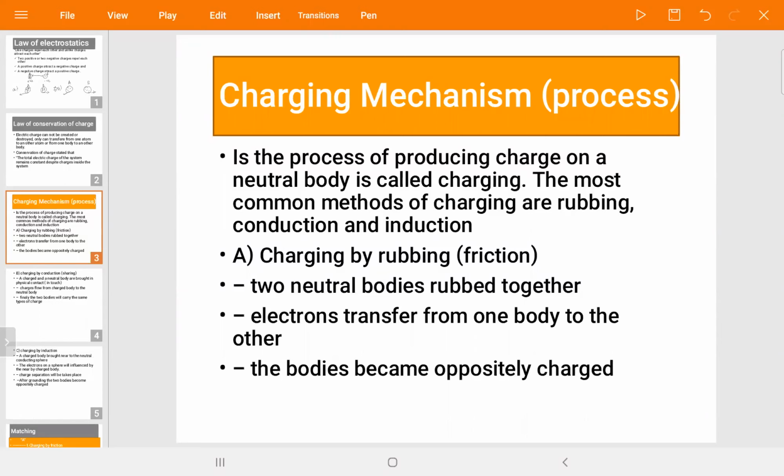A body needs to rub against the other body. And for this case, just a neutral body to be charged, first we need to have two bodies. There may be neutral bodies or charged bodies, but we have to have two bodies. And these two bodies need to rub against each other. There should be some sort of friction.